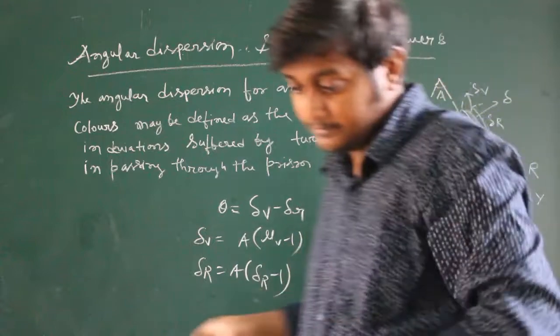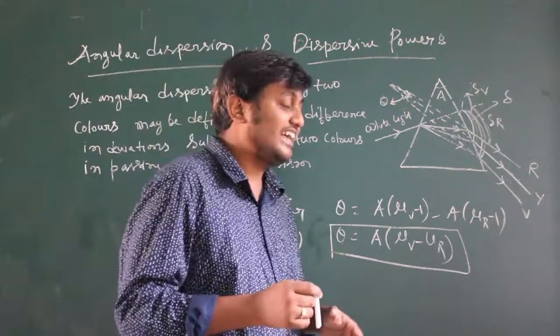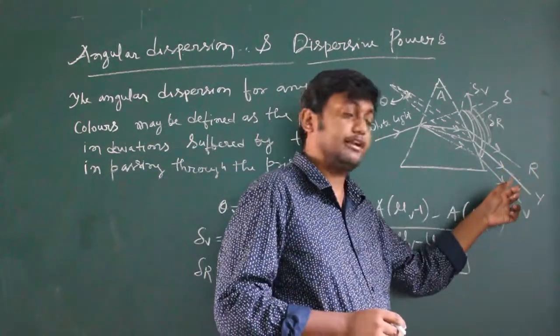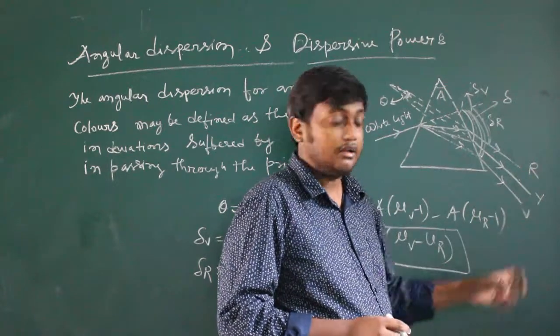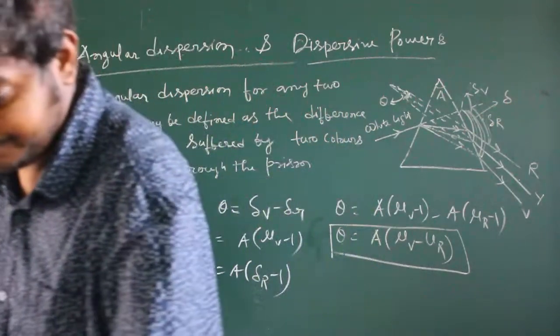Now we will discuss dispersive power. Dispersive power is defined as the ratio of the angular dispersion for those two colors to the mean deviation. That is, the ratio of angular dispersion to the deviation by the mean light. The mean light of red and violet is yellow, and its angle of deviation is del.